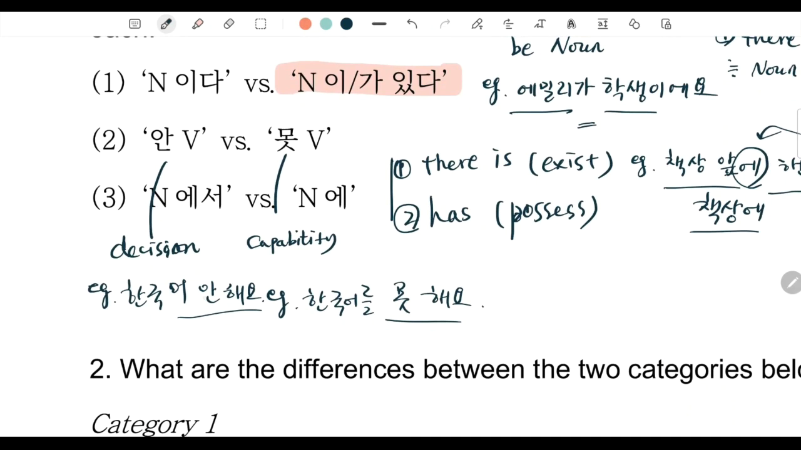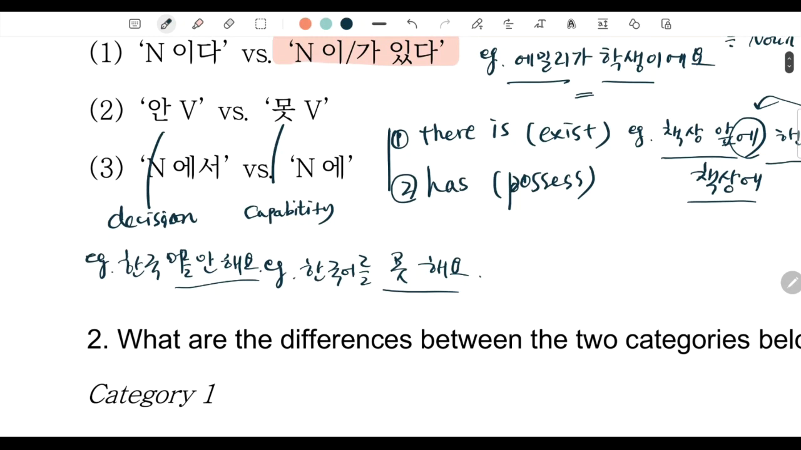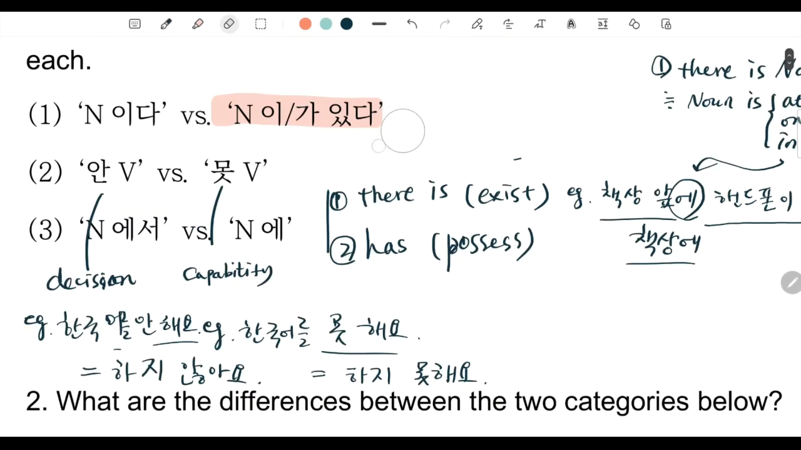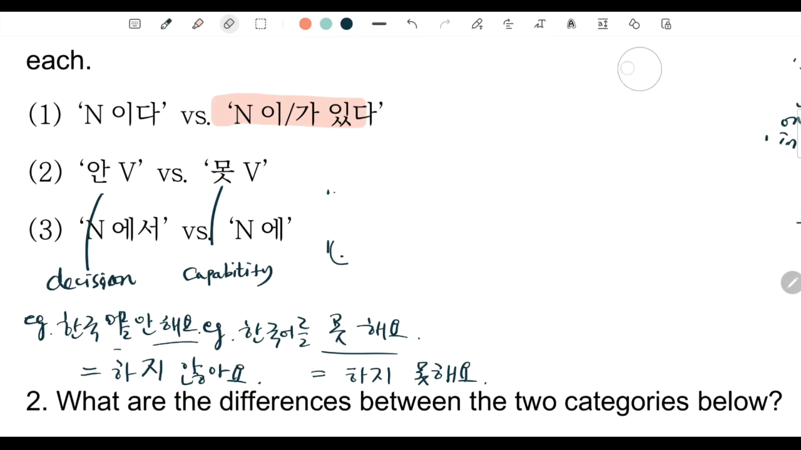자, 한국어를, I put this object marker, 한국어를 안 해요, or you can say what? 한국어를 하지 않아요. Just different form, but exactly same meaning, isn't it? 한국어를 하지 않아요. 못해요, same. 한국어를 하지 못해요. Just different variation, exactly the same meaning. 자, what is the difference between 에서 and 에?